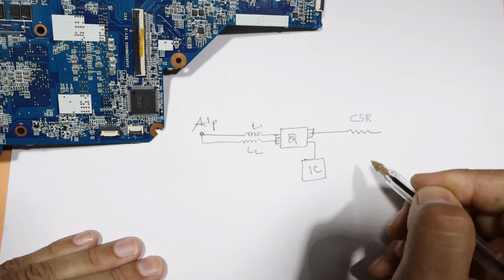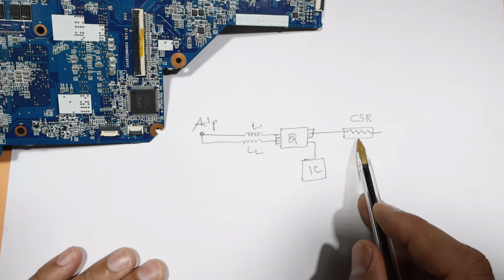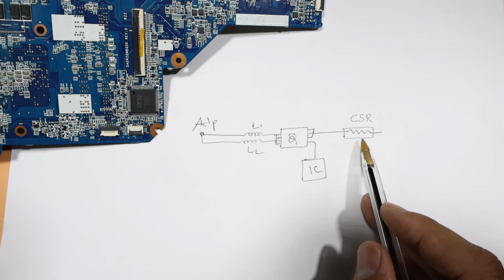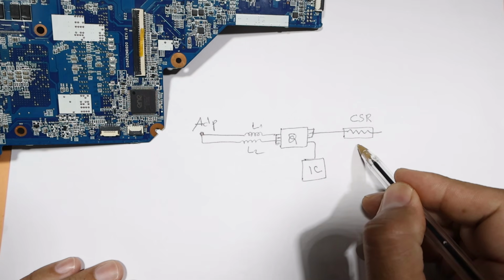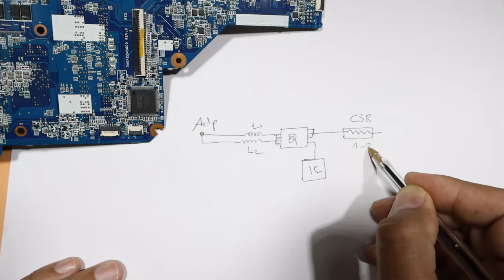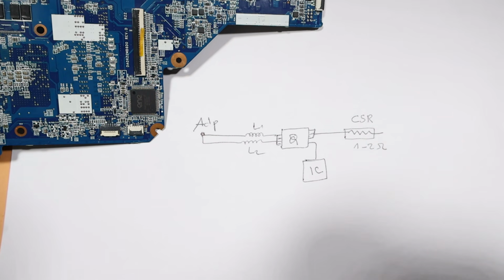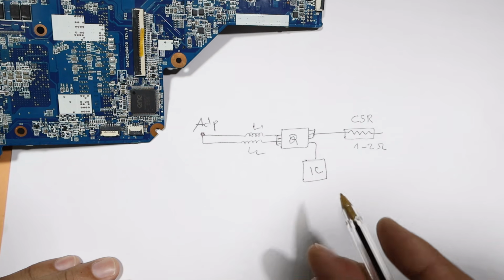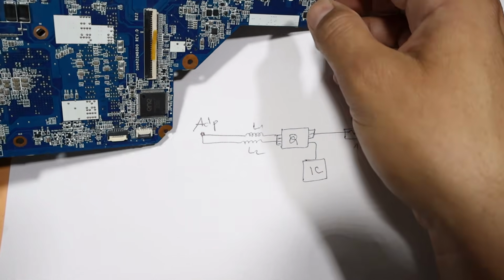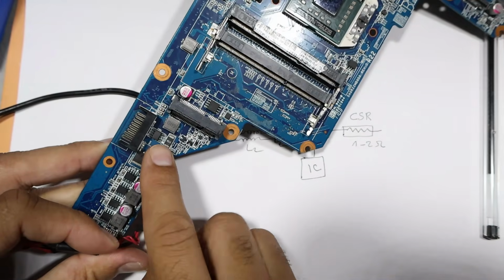or CSR. This component, current sense resistor, has a very low resistance, about 1 to 2 ohm, depending on the type of the current sense resistor. I can even check it right now for you. So let's check this current sense resistor over here.